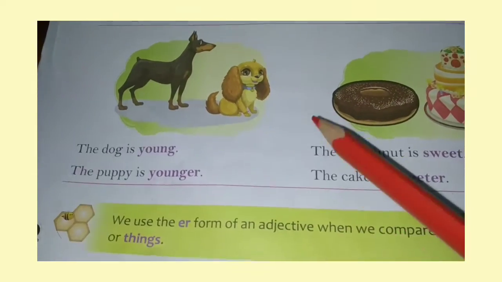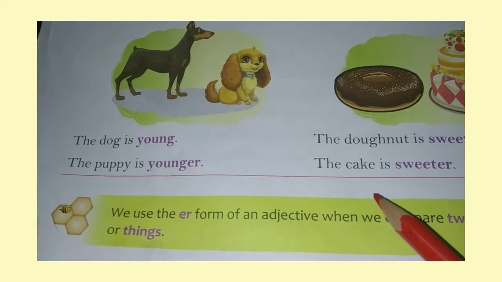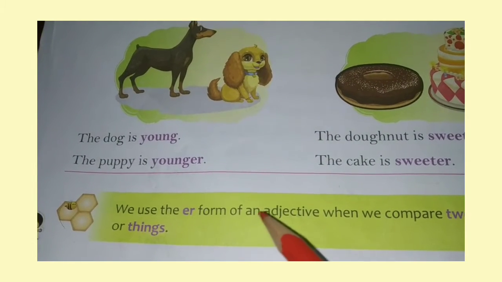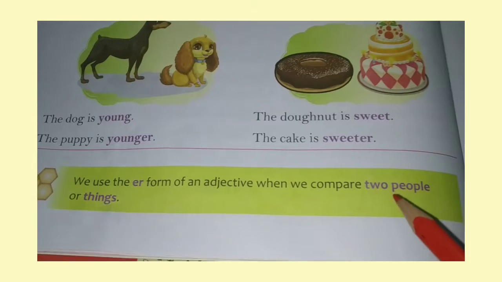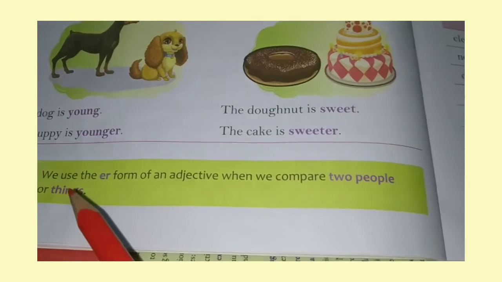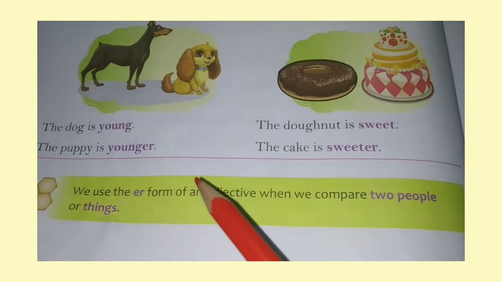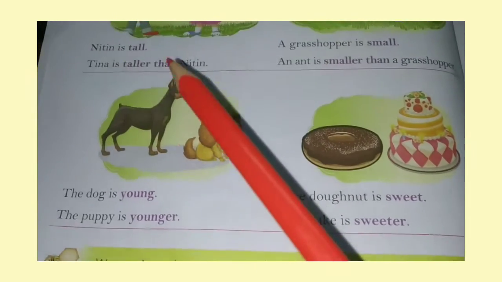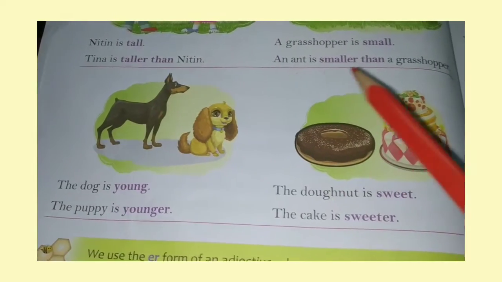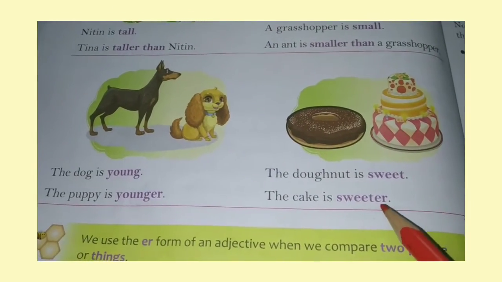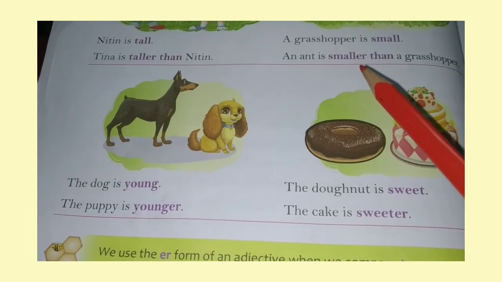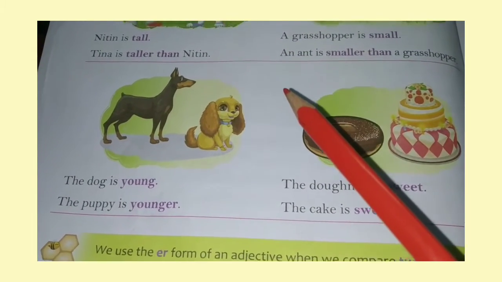Those words are known as comparative degree. We use the er form of an adjective when we compare two people or things. We call them comparatives. So you can see that taller, smaller, younger, sweeter. We also add than in the comparative degree.